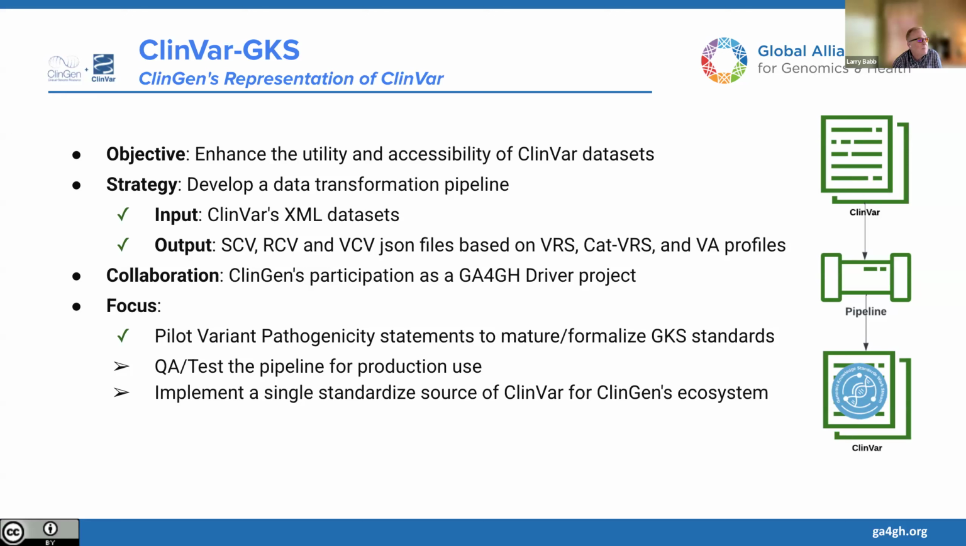co-work with the VA spec group, Cat-VRS and VRS, to find all the changes that we need to the schemas to make this work. So that piloting process is done with these releases you've heard about. We're now in the QA test for the pipeline to get it in production use and trying to implement it as a single standardized source for the ClinGen ecosystem. Next slide.